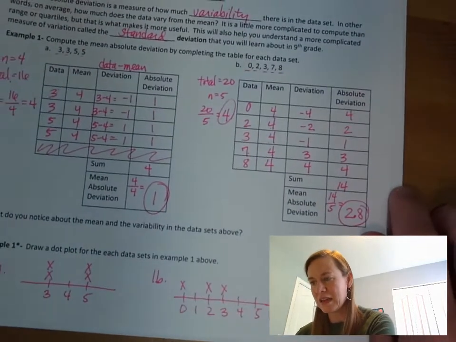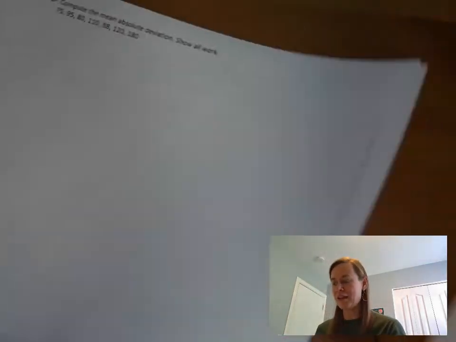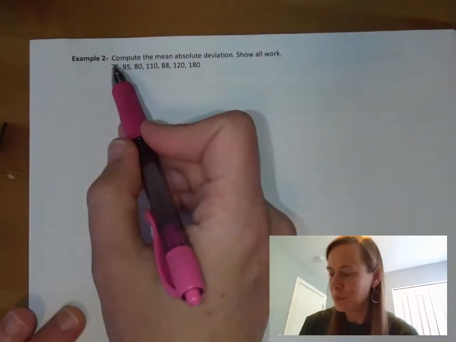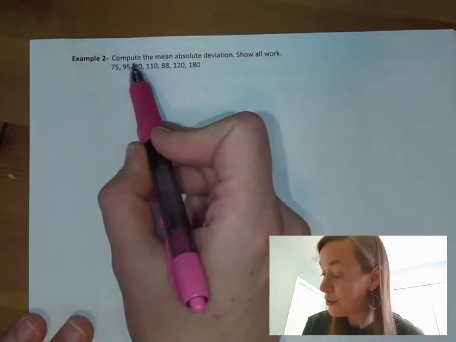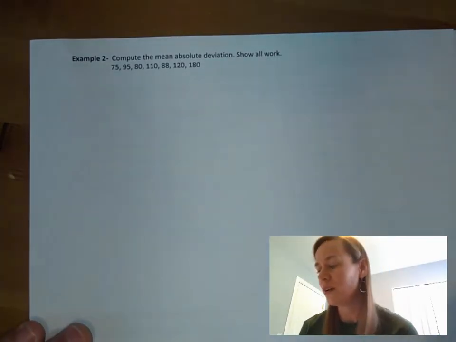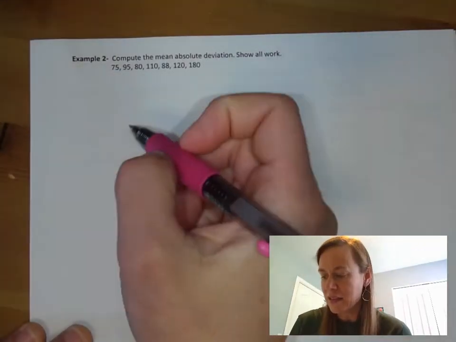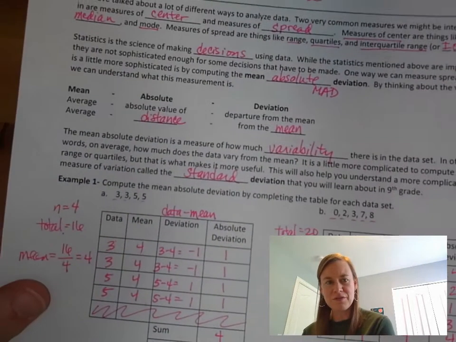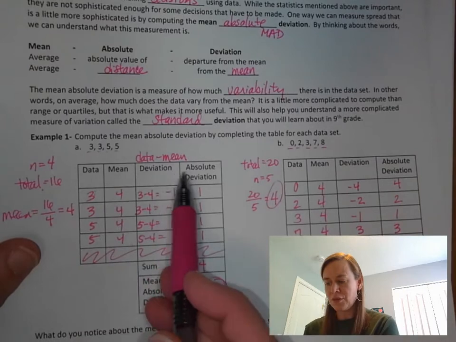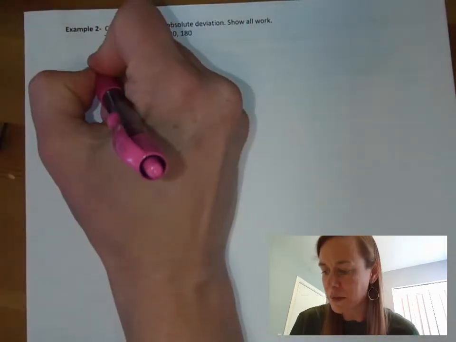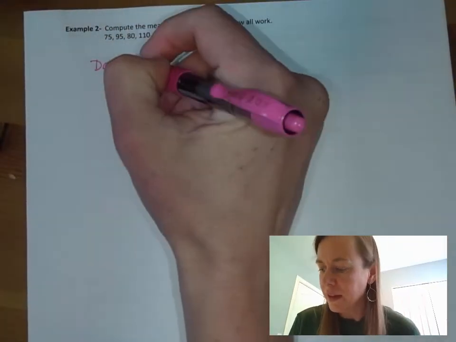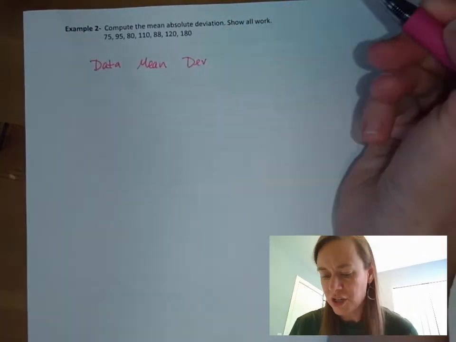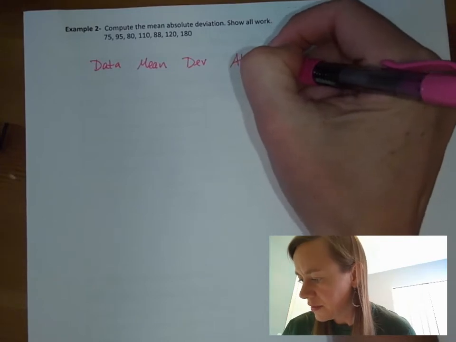Let's go on to the next page, which is almost blank, but that's because they just want us to do this all by ourselves. It says to compute the mean absolute deviation here and show all your work. Okay, so let's do this. The first column is going to be data, and then you're going to have mean. After that is going to be your deviation, and after that will be your absolute deviation.